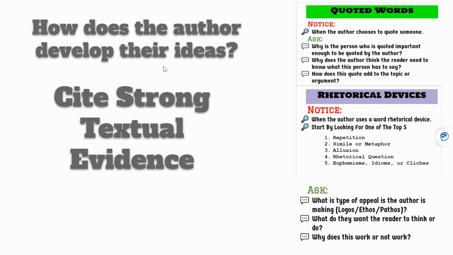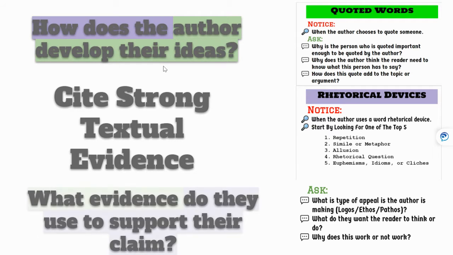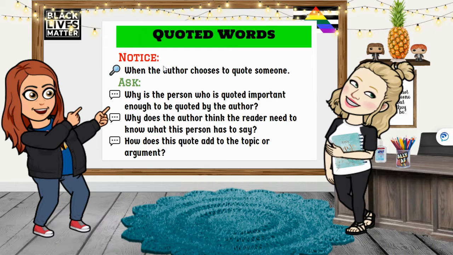And those are, how does the author develop their ideas? And what evidence do they use to support their claim? So whenever I ask you guys these kind of questions or you see those, the idea behind the color coding is that you could go back and look for the green or the purple as most likely able to help you support your answer for those type of questions. So let's take a closer look at what we are going to be highlighting for quoted words.